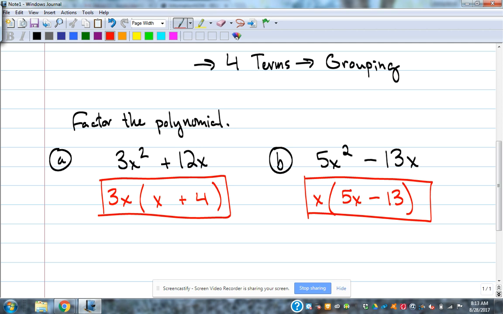That GCF is going to be the catalyst for everything we do, and get the ball rolling for factoring. All right.